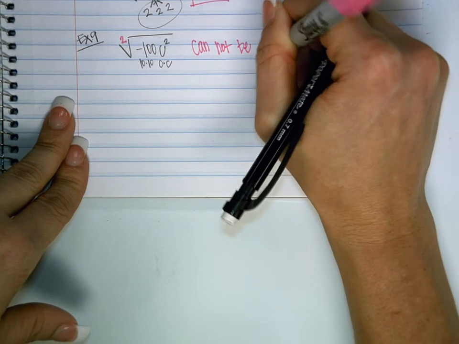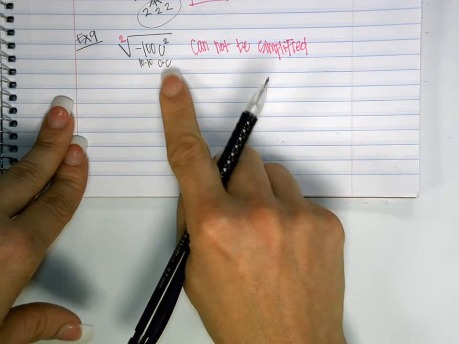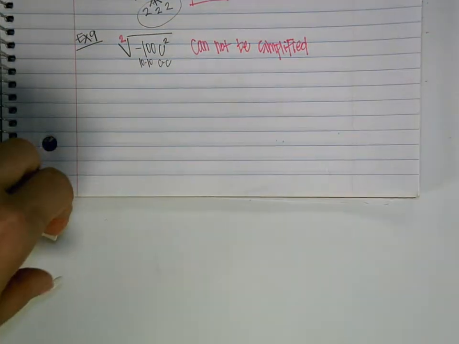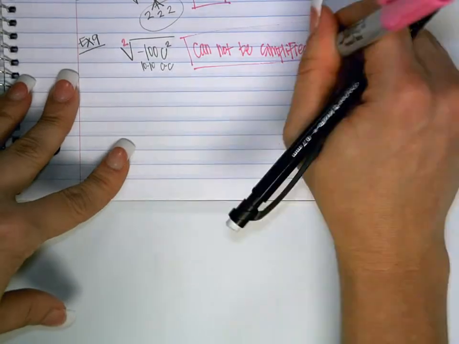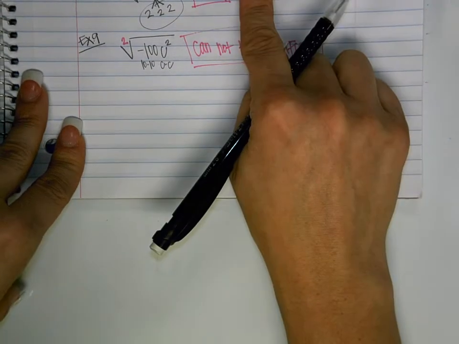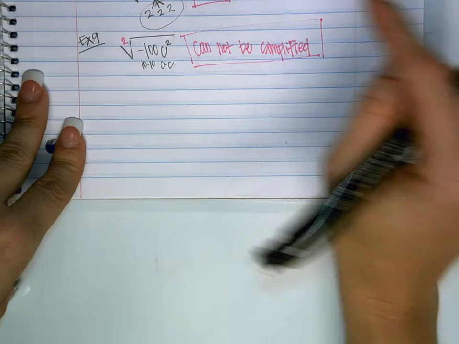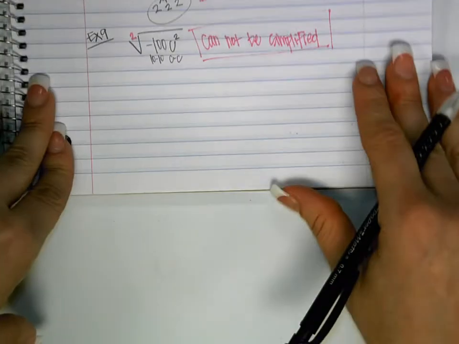Even if you have part of it that can be simplified, even if you have a variable that can break down, because of that negative right there, your entire answer is cannot be simplified, unless we used i's. But we specifically said simplify the following over the real numbers. When you're dealing with the real numbers, that means no i's are allowed.